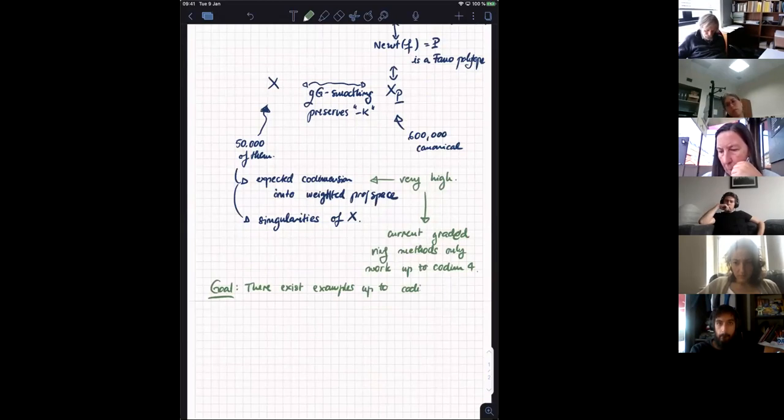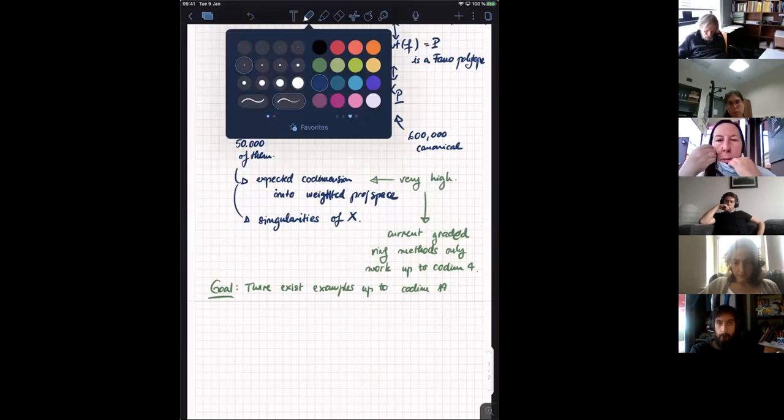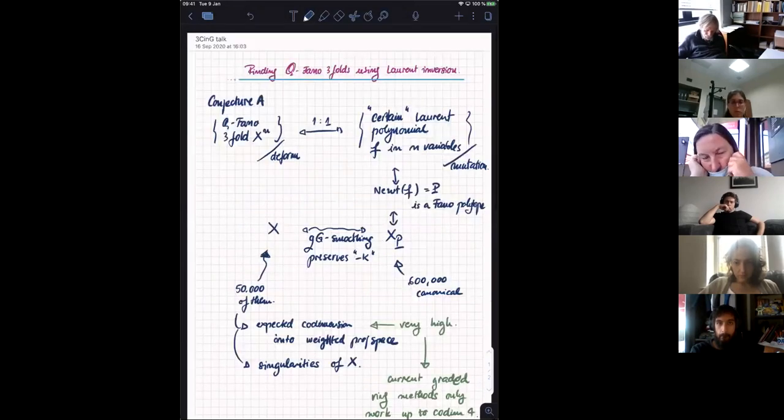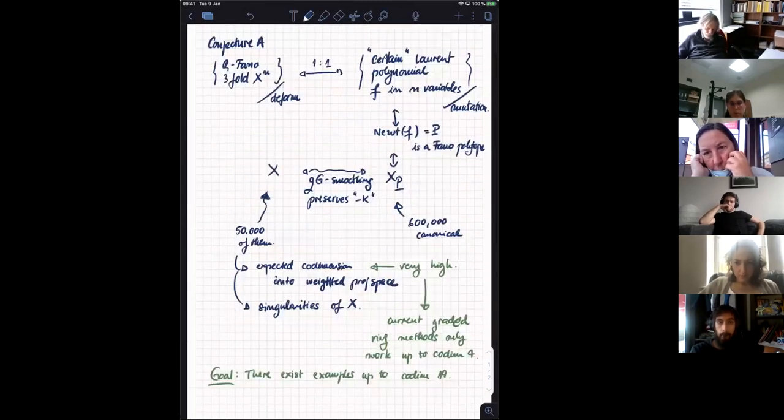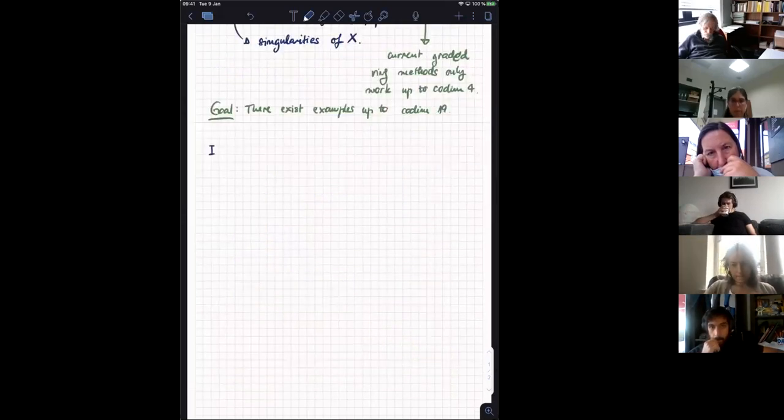Okay, so let's see why Laurent inversion. What are we actually trying to invert? So again, this is either a smoothing or a degeneration, and work has been done to find an algorithm going from left to right.